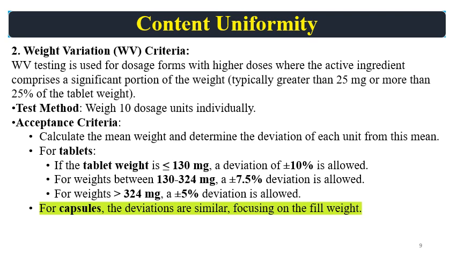Weight variation criteria is given in the USP. If tablet weight is less than 130 mg, the deviation allowed is plus or minus 10%. If the weight is between 130 to 324 mg, the deviation allowed is 7.5%. For tablets or capsule fill weight more than 324 mg, 5% deviation is allowed. So for tablets it will be the tablet weight, and for capsules it will be the fill weight.